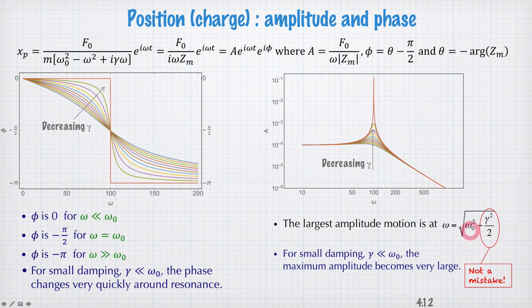The largest amplitude is not at omega naught, and this is a bit of a surprise perhaps, because, well, the phase change here occurs around omega naught, but the largest peak here is slightly different. It's worth pointing out that when gamma is small, so gamma is much less than omega naught, these two frequencies are practically the same, but there is a slight difference.